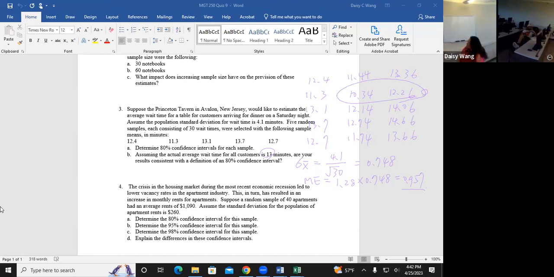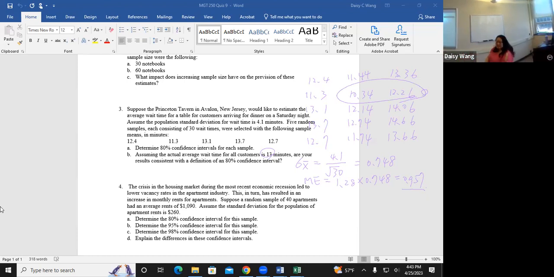Okay, so the second sample. The answer is just the second one of those. Yeah, so the second one is not consistent. So this means we either need to adjust our average wait time, or we need to adjust our process.